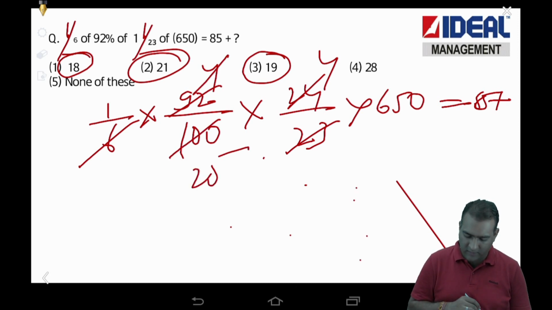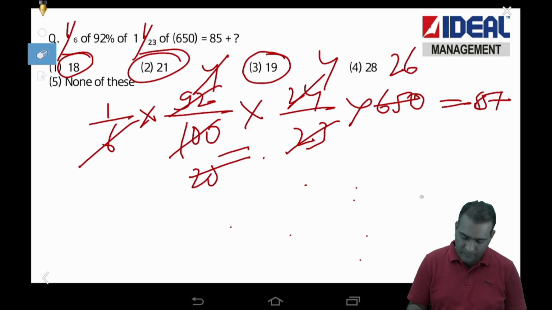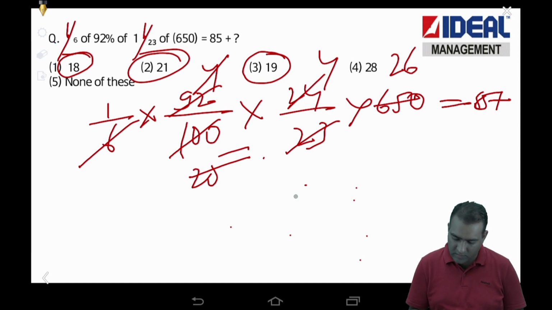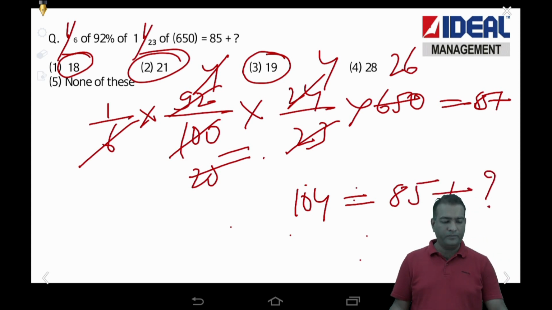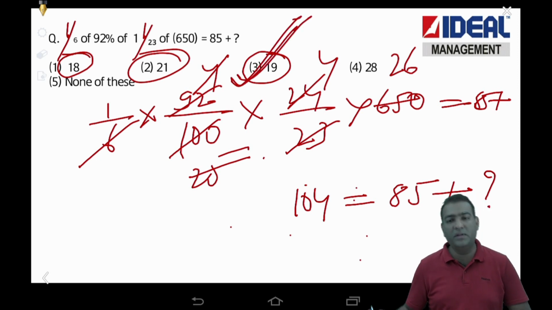This will give me 25. Yeah, so this is what I'm getting at the end of the day. So it's my 104. So this is 104 is equal to 85 plus something. I think 85 plus 19. So answer is option number 3.